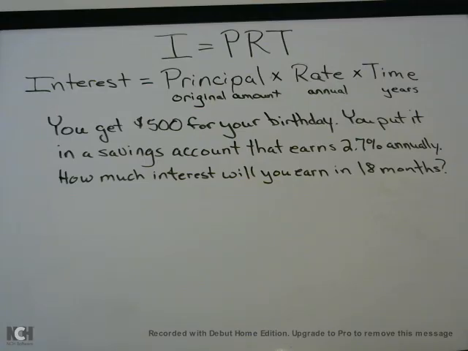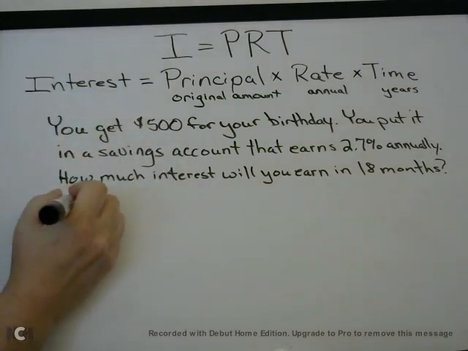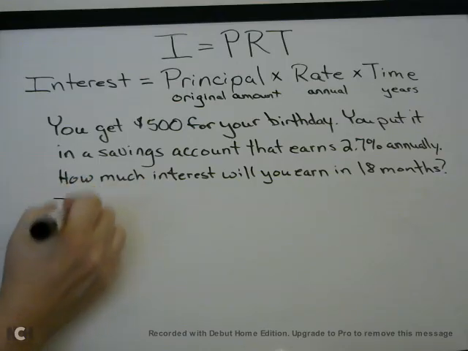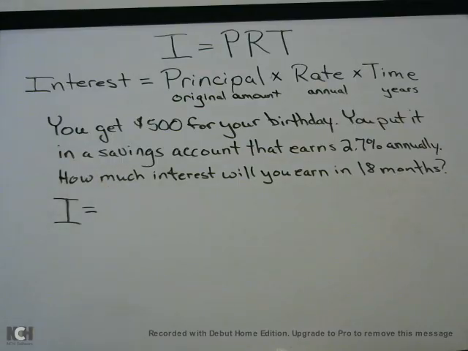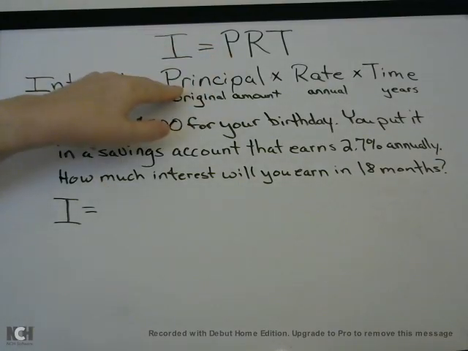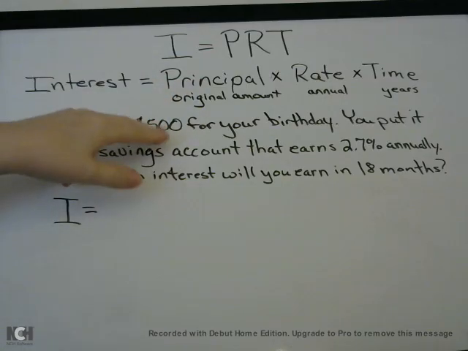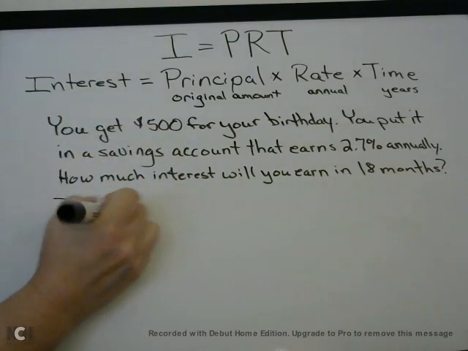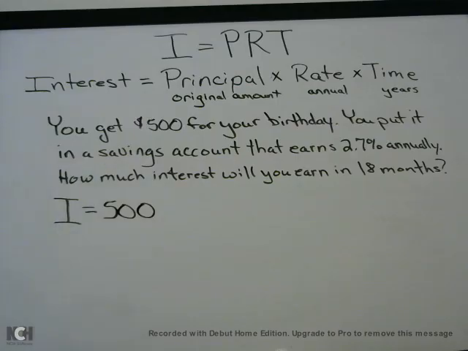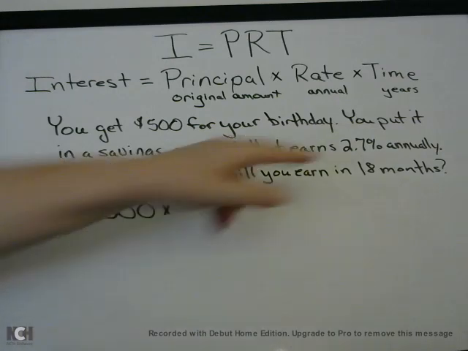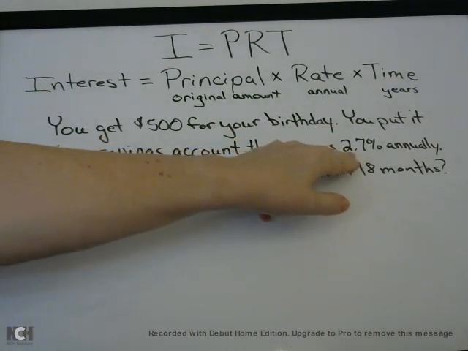Okay, and so what are we looking for? We're looking for interest. We're looking for I. So we just look at the formula, pull out your formula sheet, look at the formula, we're looking for interest, so I equals, and we just plug the numbers in. I equals P, principal, which means our original amount that we either borrowed or invested. What's our original amount? $500. So we invested $500. That's P, times our rate, and here they're giving our rate is 2.7%. Remember, the rate is usually going to be this percentage that's in the problem.